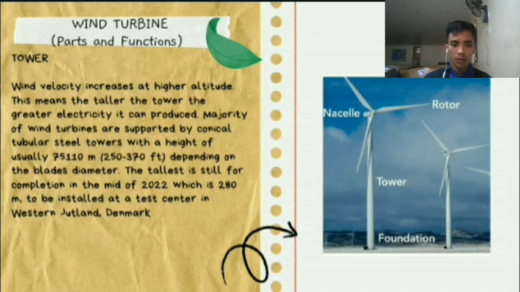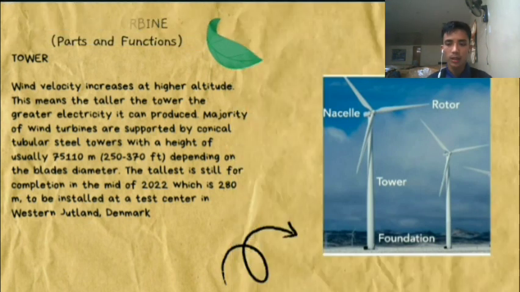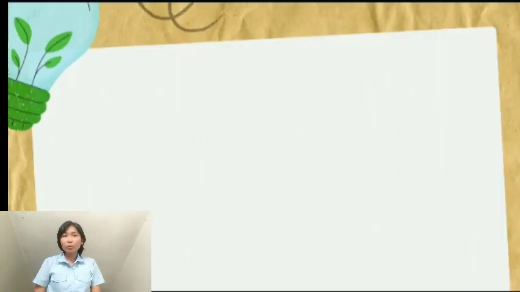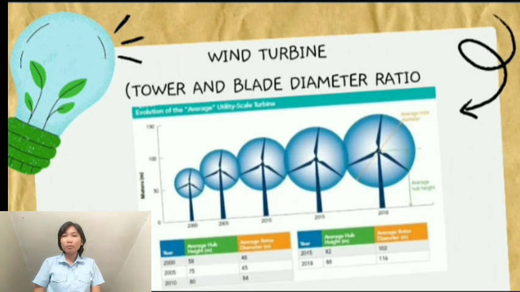At sabi po dito, the tower is a critical component in the wind turbine system, playing a key role in harnessing wind energy efficiently and safely. The choice of tower height and design depends on factors such as wind conditions, turbine size, and the specific requirements of the wind energy project. So yan po yung tinatawag nating wind turbine parts and functions. Let's proceed to wind turbine tower and blade diameter ratio.